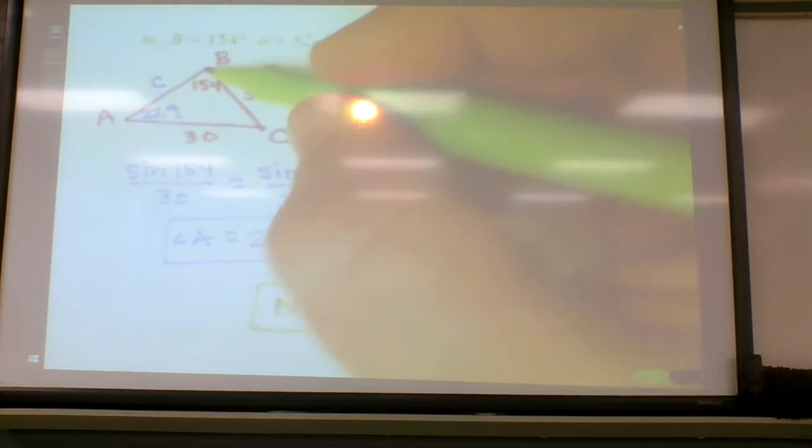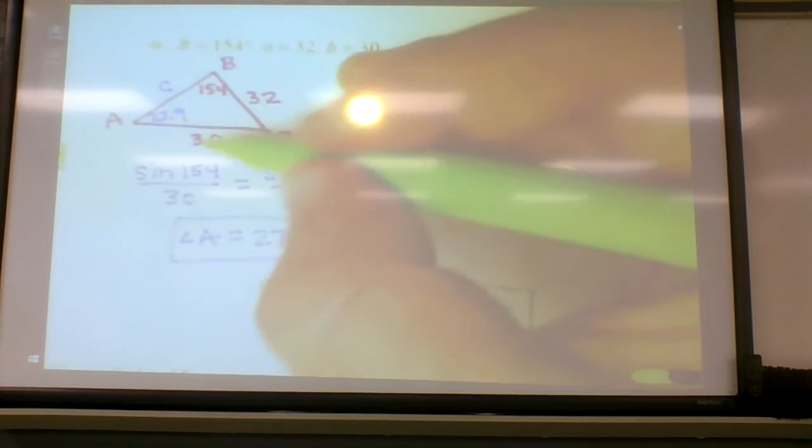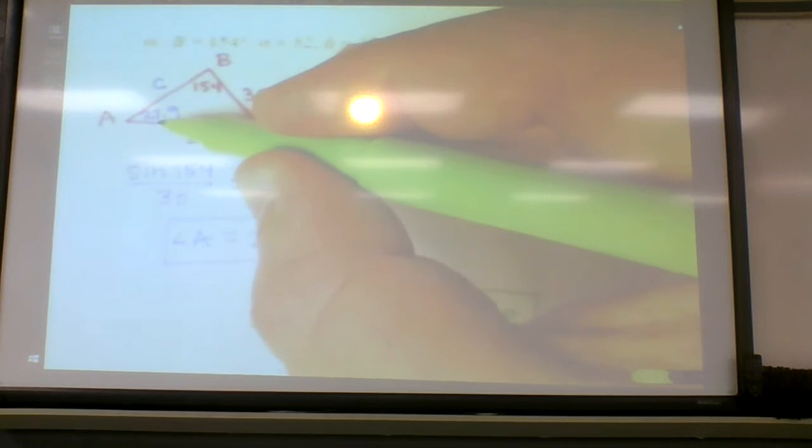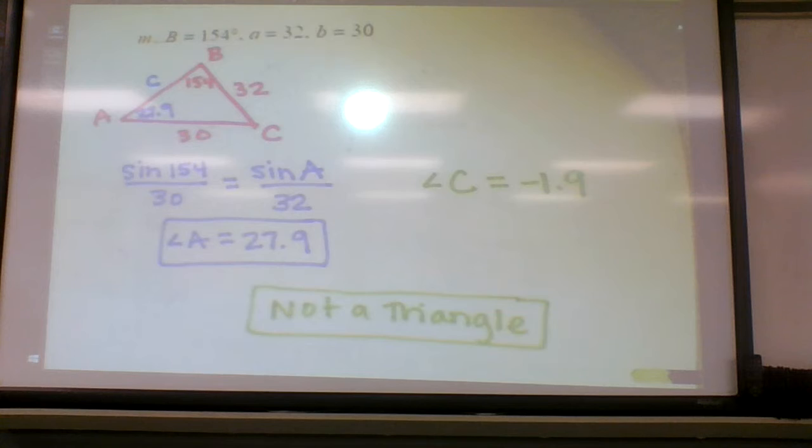And so from the picture, across from the biggest side is not the biggest angle immediately, because this is bigger than this one. So we knew that that had to be bigger than 154, but you can't have two angles that are both obtuse in a triangle. It just doesn't work that way.